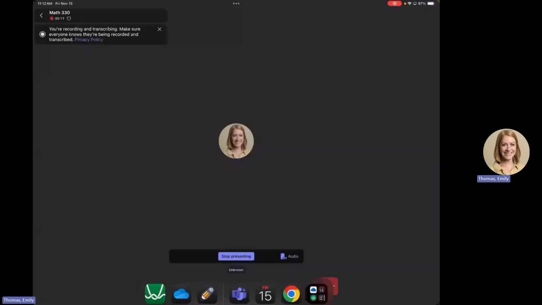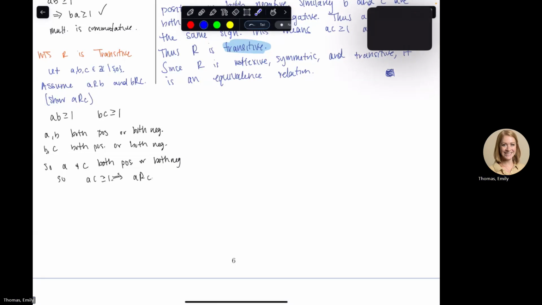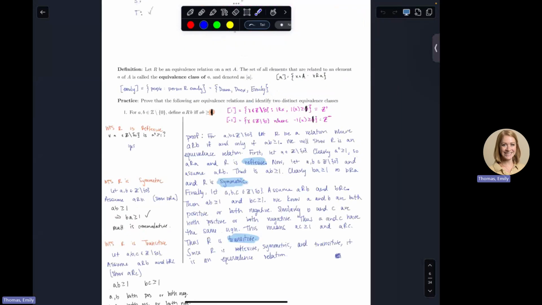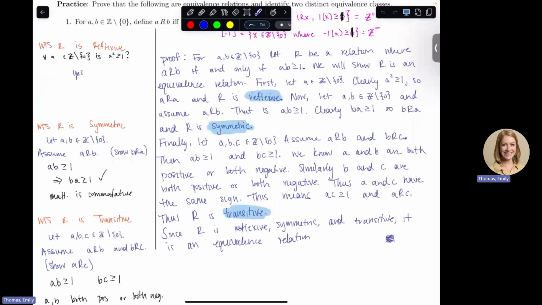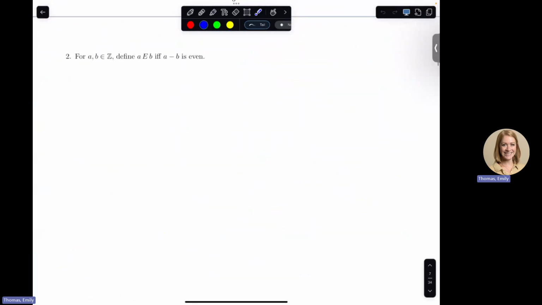We did one full equivalence relation proof and found two distinct equivalence classes. So we're going to keep doing that now. Reminder, an equivalence relation is a relation that is reflexive, symmetric, and transitive. Equivalence classes are the set of elements that are related to the element you're talking about under this particular relation. So let's do another one if we feel good about it.